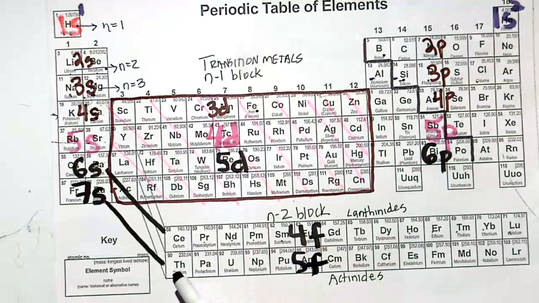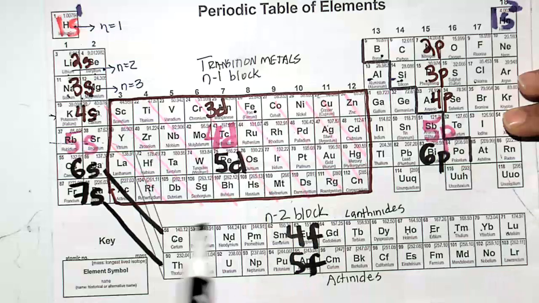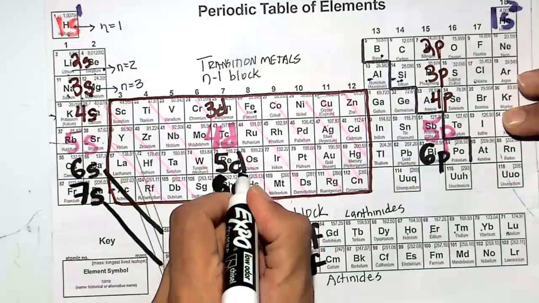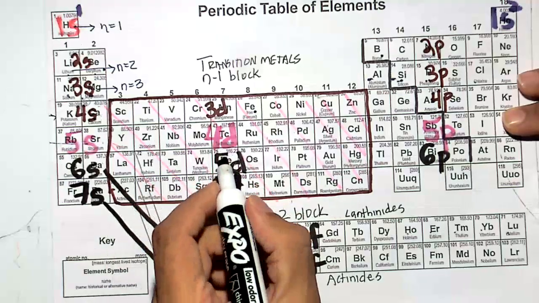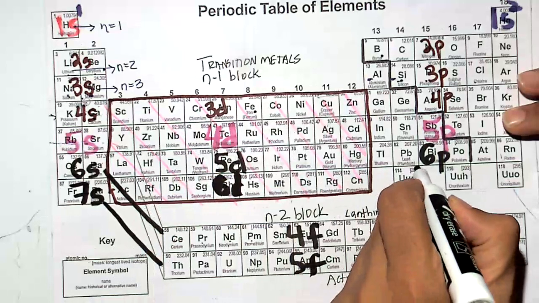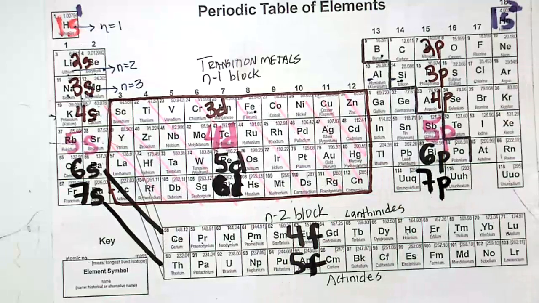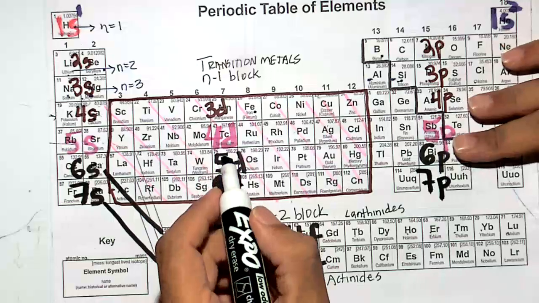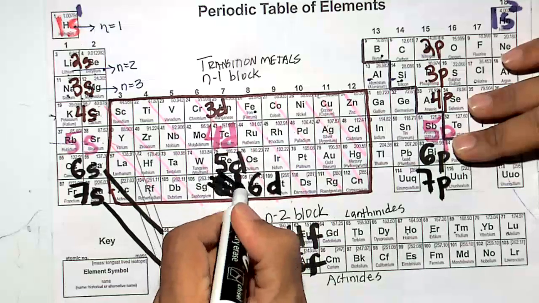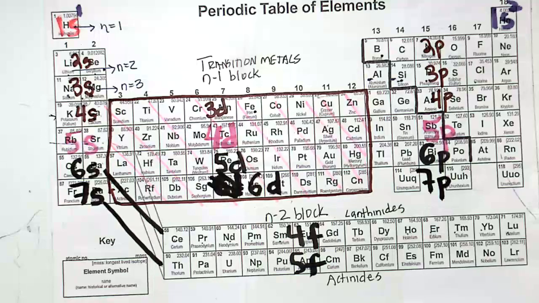Okay, 5f. 5f1, 5f2, 5f3, 5f4, 5f5, all the way to 5f14. After 5f14, where will they go? Transition metals, 6d. And then after 6d, where will it fill? 7p. So that is the order in which the electrons go marching.